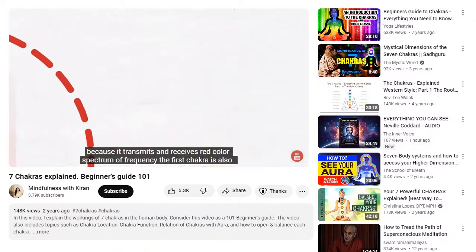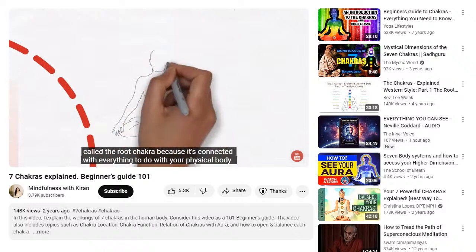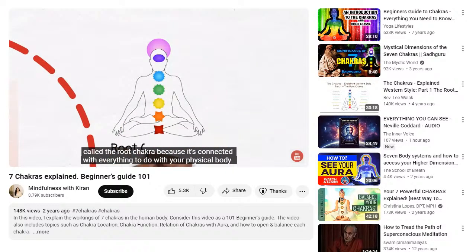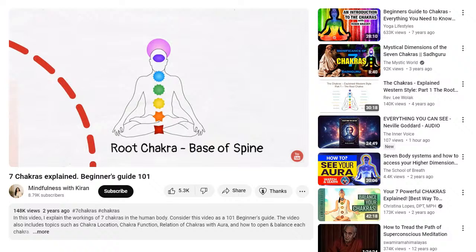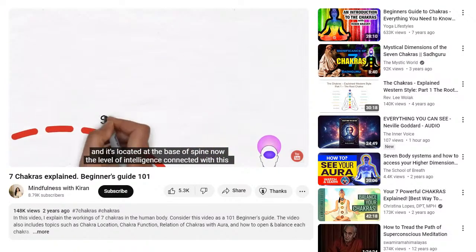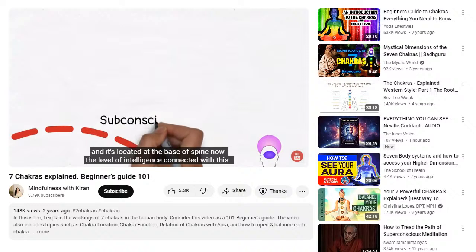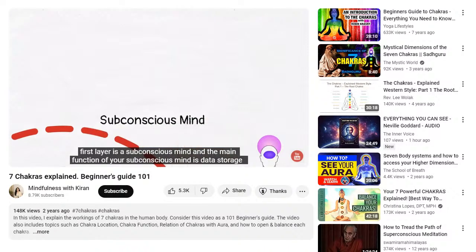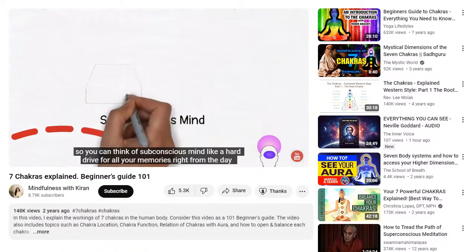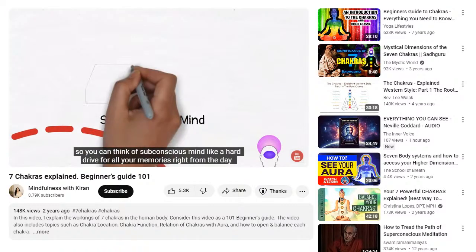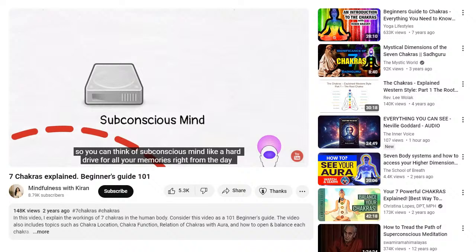The first chakra is also called the root chakra because it's connected with everything to do with your physical body, and it's located at the base of the spine. Now, the level of intelligence connected with this first layer is the subconscious mind, and the main function of your subconscious mind is data storage.